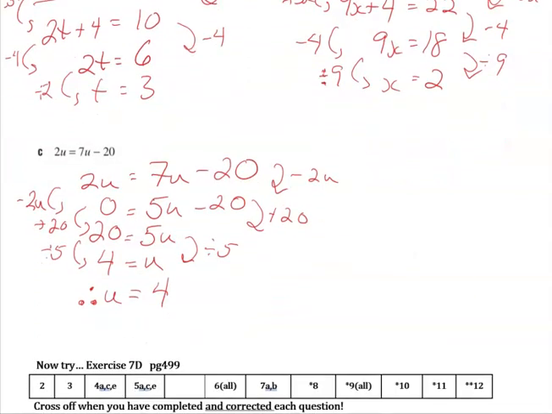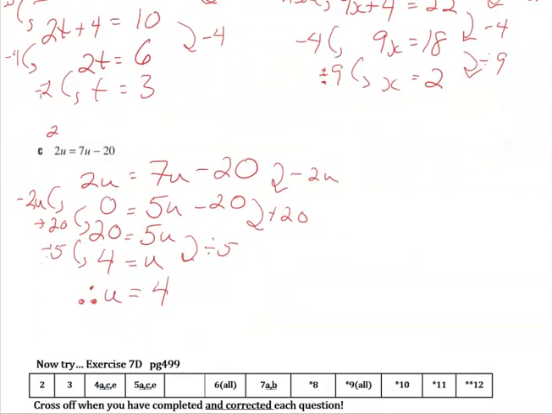And again, if I am wanting to check, 2 times 4 equals 7 times 4 minus 20. 2 times 4 is 8. 7 times 4 is 28 minus 20. I think you can see where I'm going here. She works.